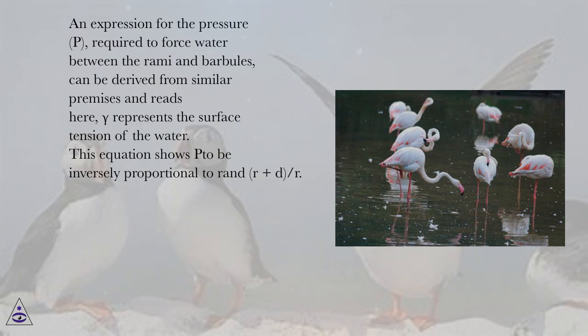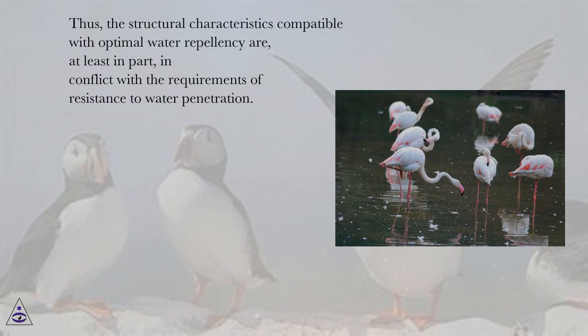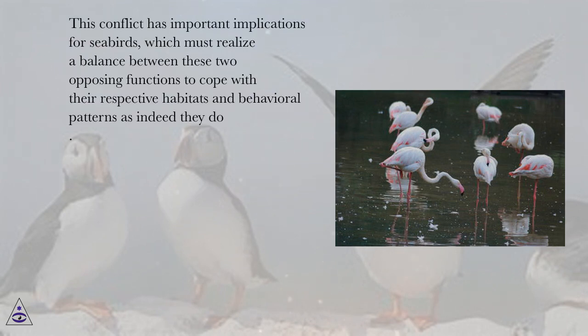This equation shows P_t to be inversely proportional to R and (R + D)/R. As a result, the requirement of relatively large values of (R + D)/R to provide sufficient water repellency is opposed by the need for small values of this parameter to attain good resistance to water penetration. Thus, the structural characteristics compatible with optimal water repellency are, at least in part, in conflict with the requirements of resistance to water penetration. This conflict has important implications for seabirds, which must realize a balance between these two opposing functions to cope with their respective habitats and behavioral patterns, as indeed they do.